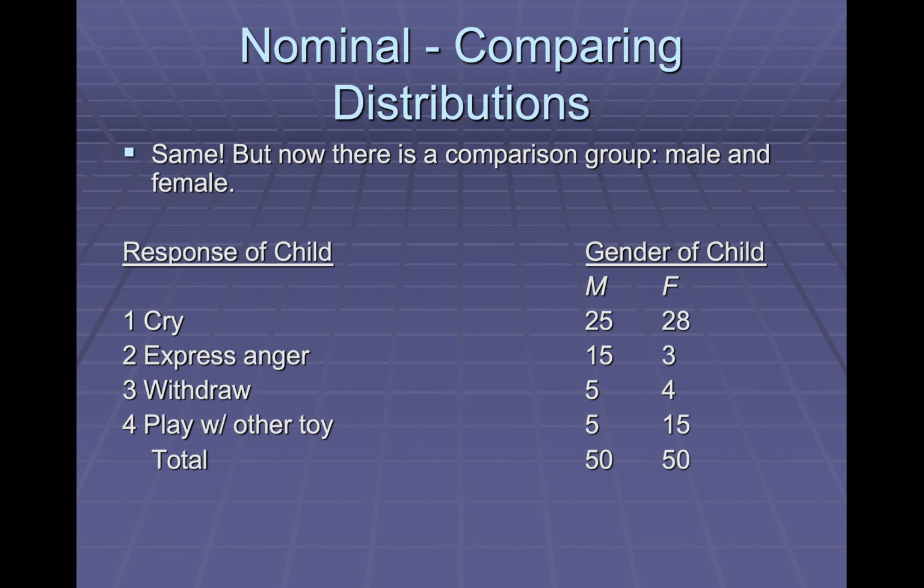So for nominal data, you can also run a frequency distribution, which is comparing different groups. So as you can see, this looks very similar to the last frequency distribution that we saw, except that the gender of the child, male versus female, has been added. So there's additional tally marks here. So now we can see that there were 50 males and 50 females, and these were their reactions after a toy was taken away from them. So just the difference here is that this frequency distribution is comparing different groups, males and females.